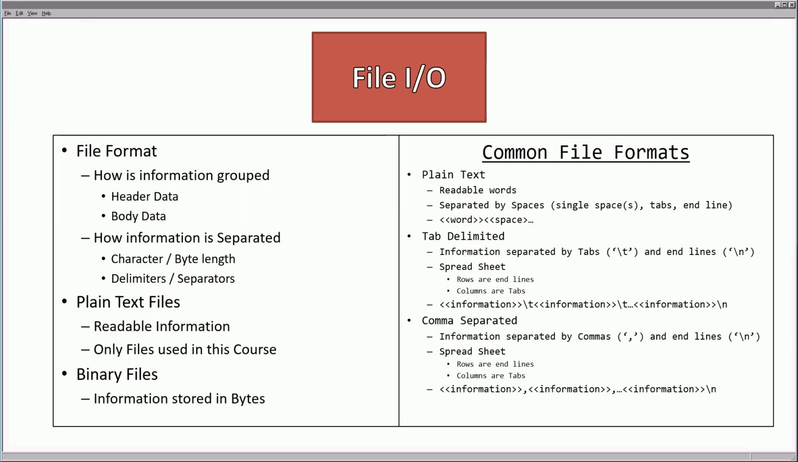A similar but alternate version of a tab delimited file is also called a comma separated file. And basically this is the same thing, except instead of using a tab, it uses a comma.